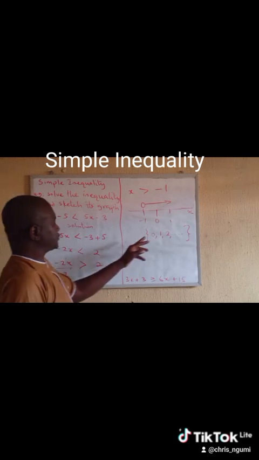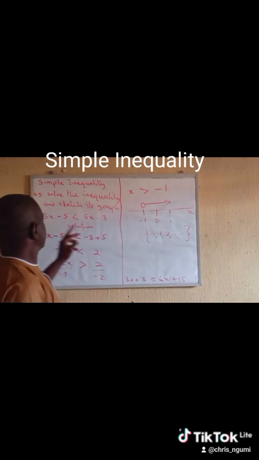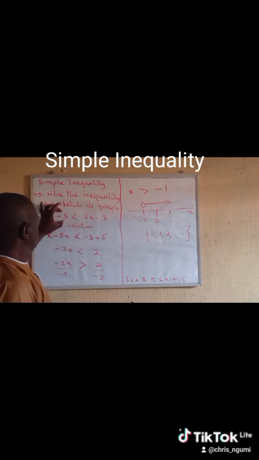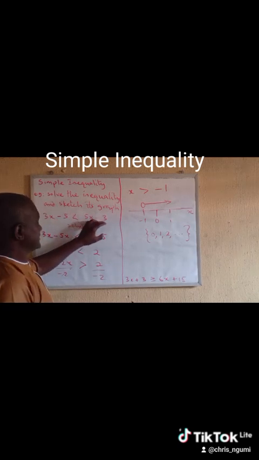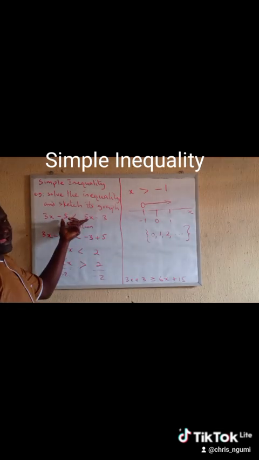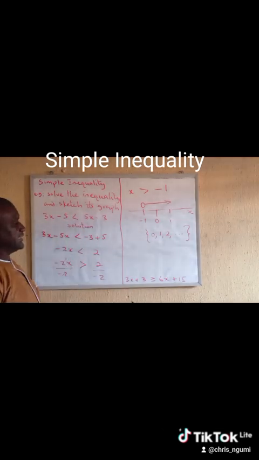Meaning that when you substitute the value of x in the left hand side and the right hand side and you solve it, you discover that the left hand side is less than the right hand side. Any of these values satisfy the given inequality.